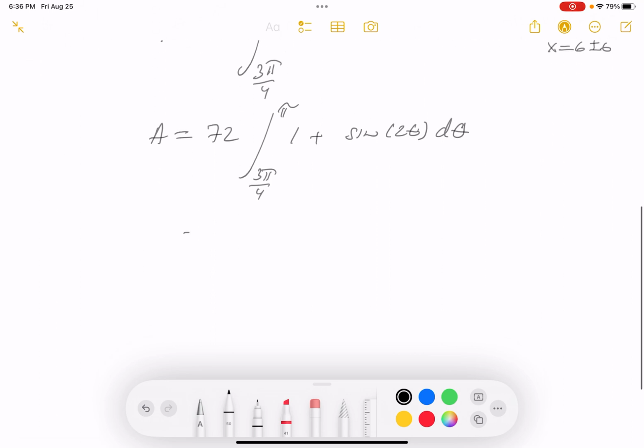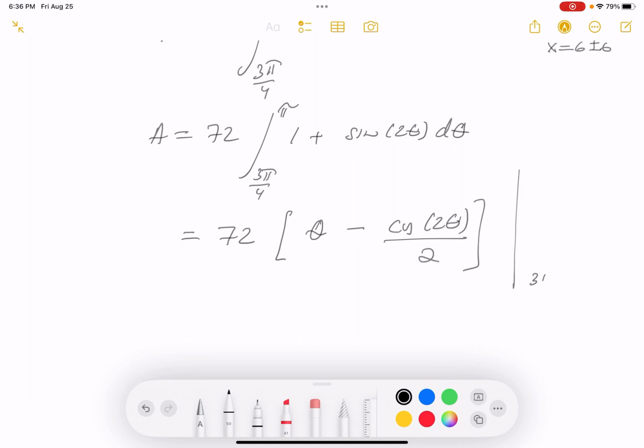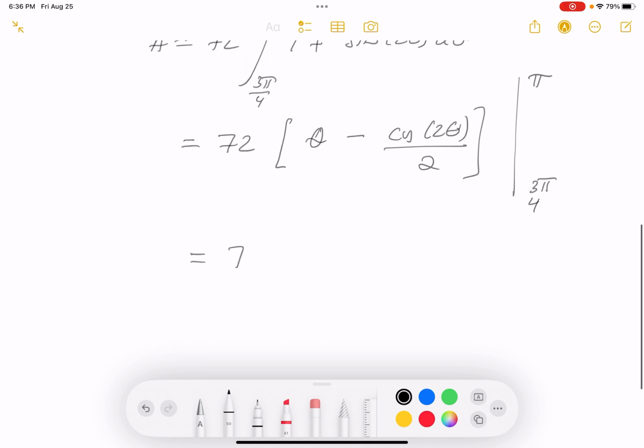Let's keep moving. 72. You're going to get theta minus cosine 2 theta over 2. Limits of integration are going to go from 3 pi over 4 to pi. And I've got to do the arithmetic now. And what do you get? 72 pi minus, the cosine of 2 pi is 1, so I get 1/2. That's 3 pi over 4.